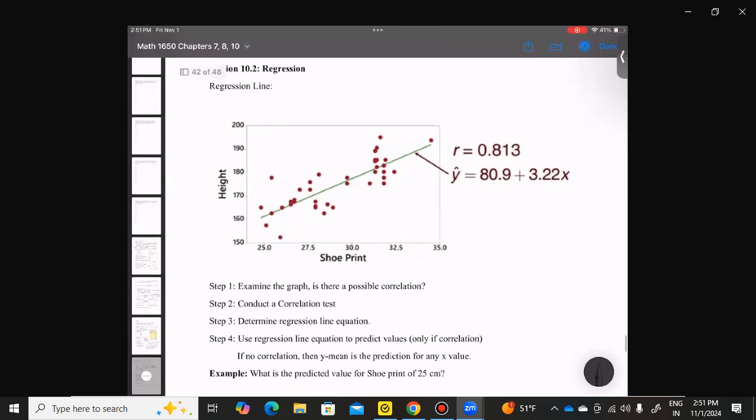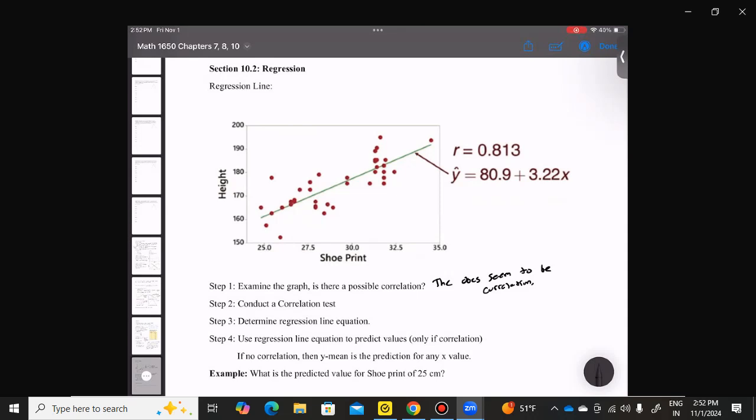Let's look at this graph. We have a graph of shoe print on your X and height on your Y. So as you have a higher shoe print, does that mean you're a taller person? Looking at this graph and examining for correlation, there does seem to be correlation. Okay. So if we had the data, we would conduct a correlation test.